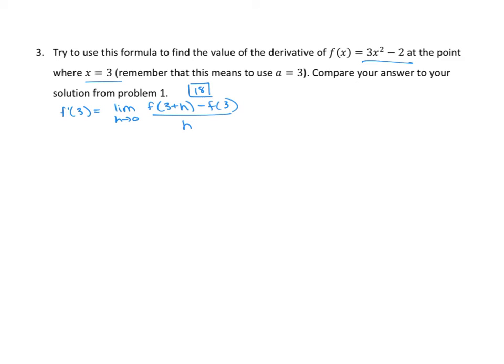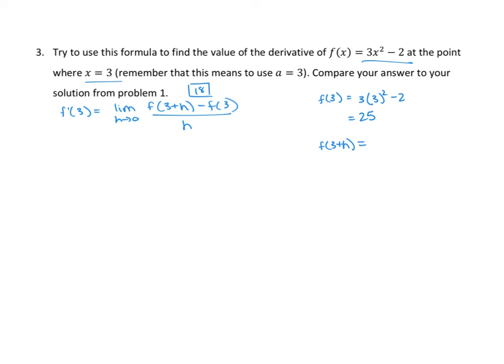So if we go and look at our function, we know we need f of 3 plus h. We know that we need f of 3. I'll find f of 3 first. It's a little bit easier. So f of 3 is going to be 3 times 3 squared minus 2. And we did already do this on another problem. We got 25. F of 3 plus h is going to be a little more complicated.